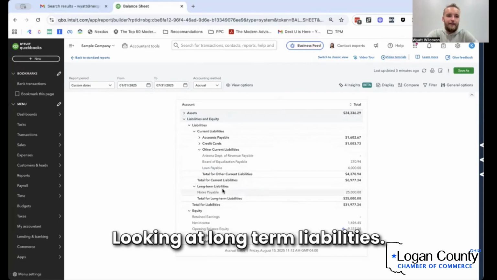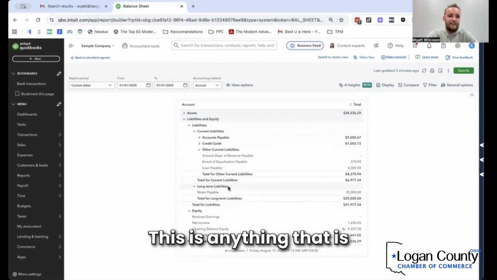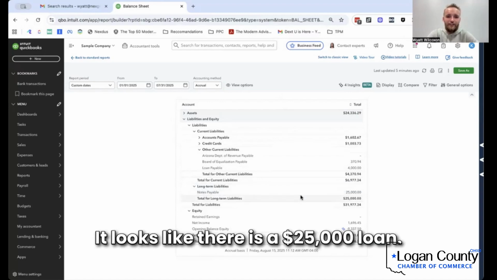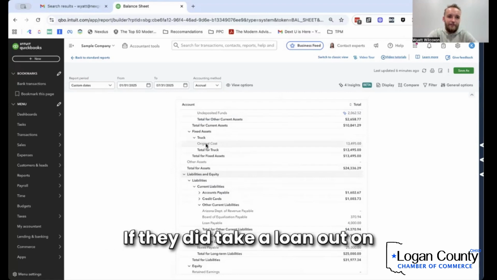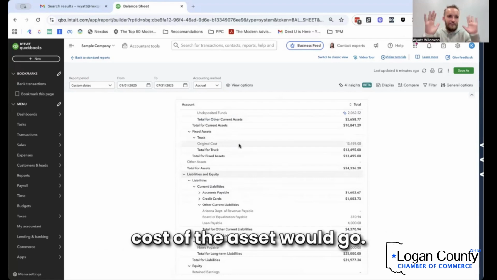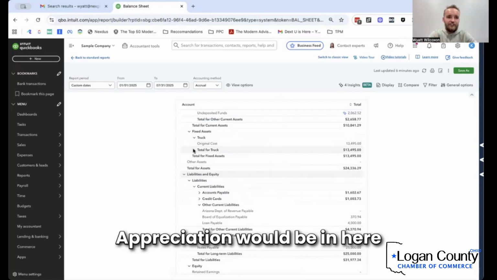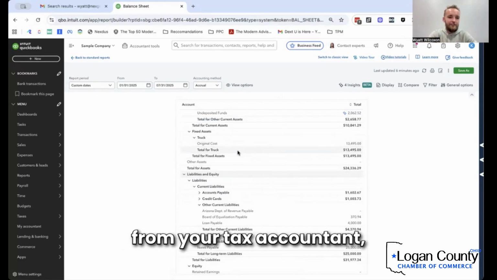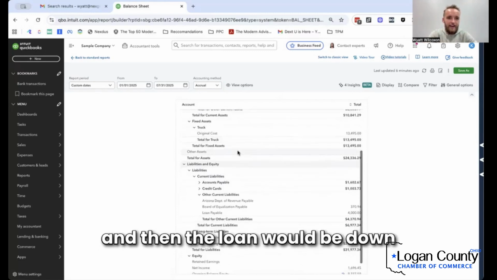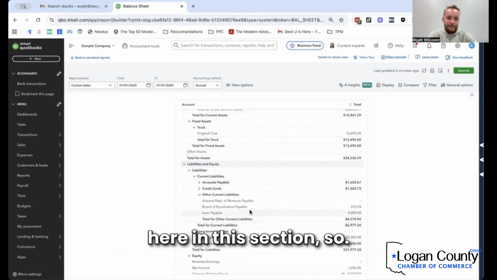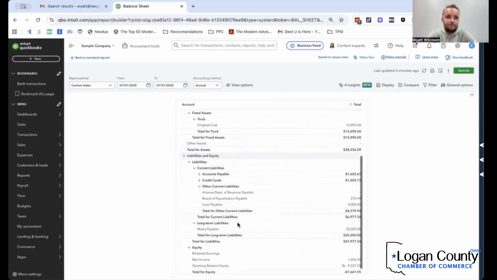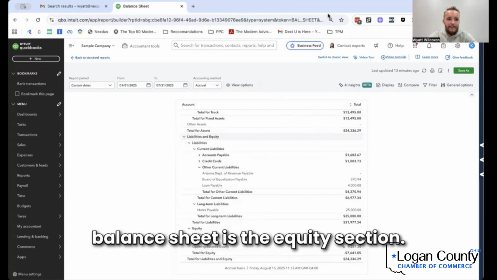Looking at long-term liabilities, this is anything that is 1 year and beyond. Notes payable, it looks like there is a $25,000 loan. If they did take a loan out on this truck, here's where the original cost of the asset would go. Depreciation would be in here from your tax accountant, and then the loan would be down here in this section. So, all right, the next part of our balance sheet is the equity section.